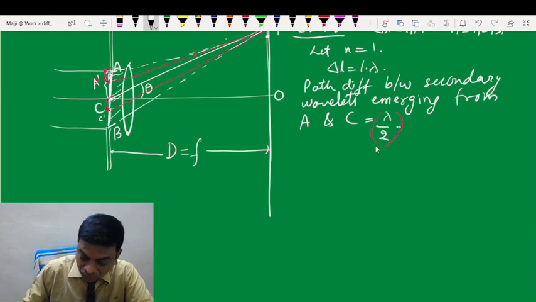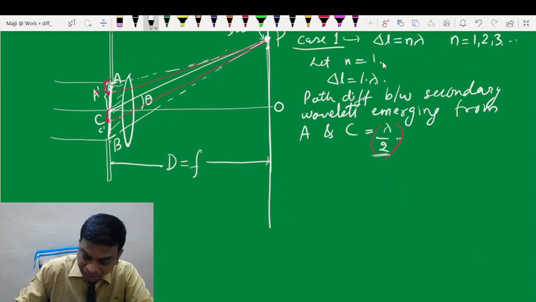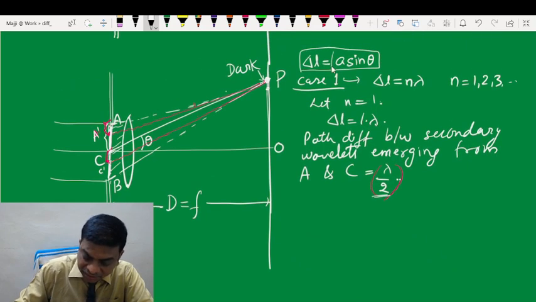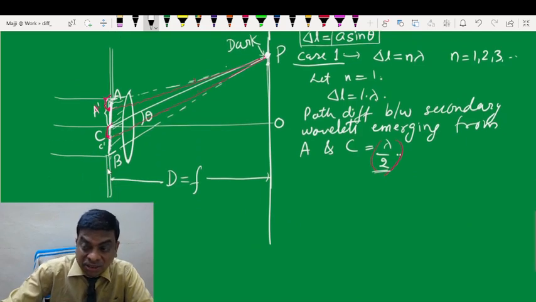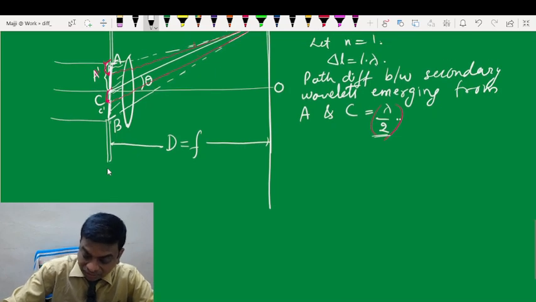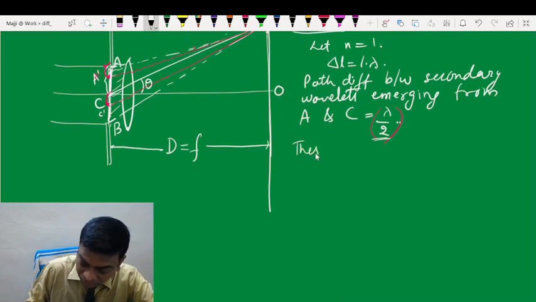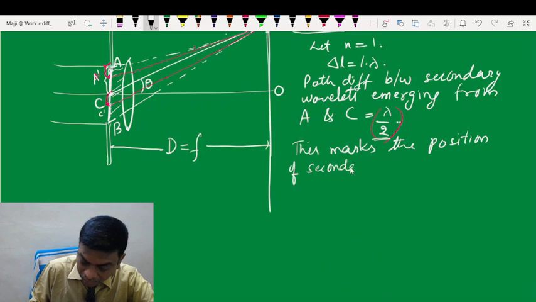Okay. So I'll write this taking different values of n here. Remember delta L is a sine theta, the path difference between the secondary wavelets coming from extreme edges. Don't forget that. So let me mark. So this marks the position of secondary minima. Plural of minimum is minima.